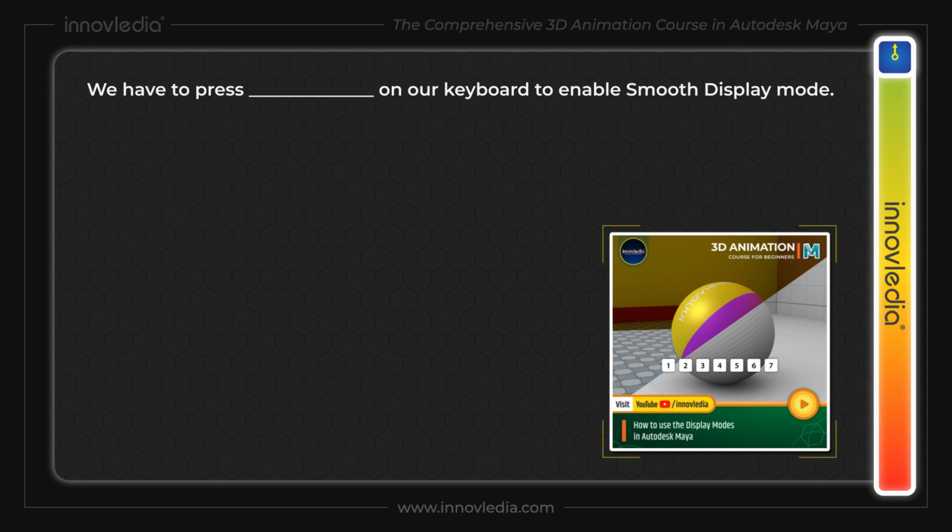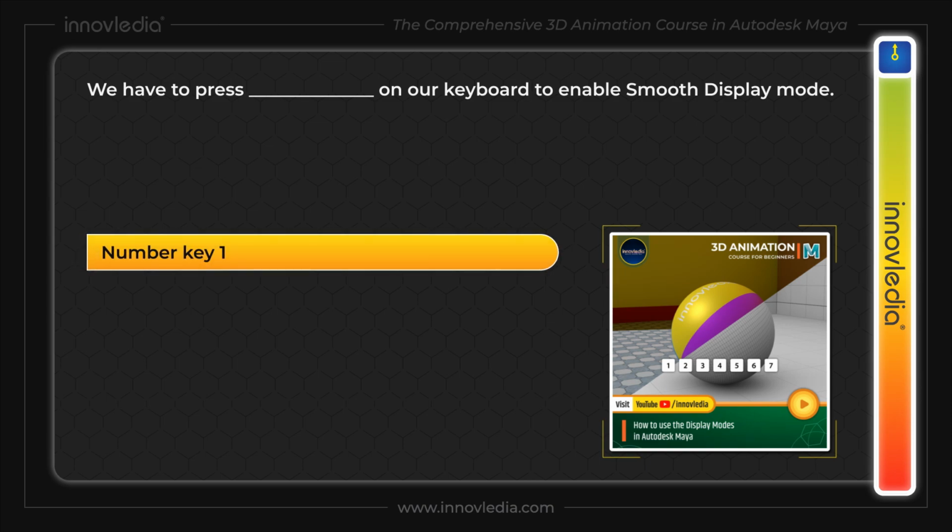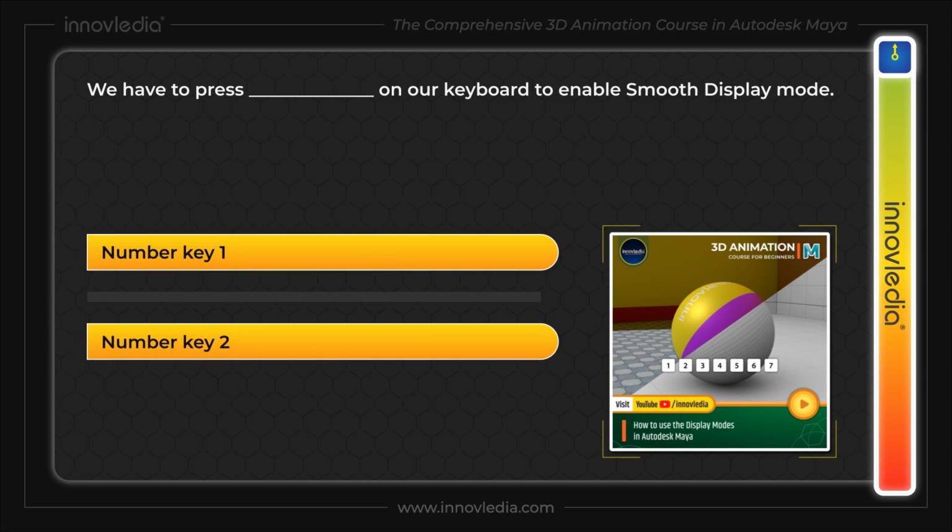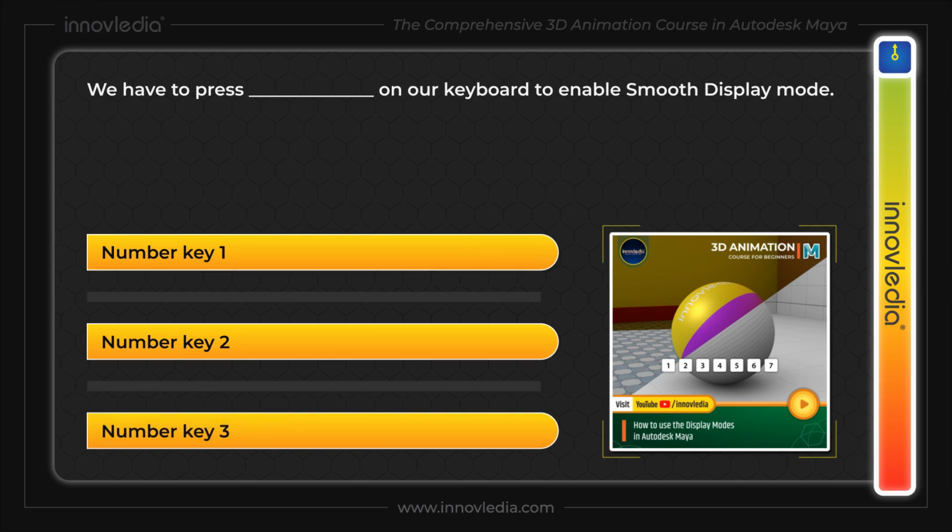We have to press dash on our keyboard to enable smooth display mode. The options are number key 1, number key 2, number key 3. Your time starts now. And the correct answer is number key 3.